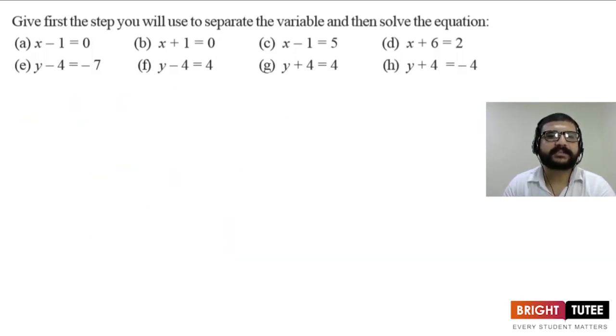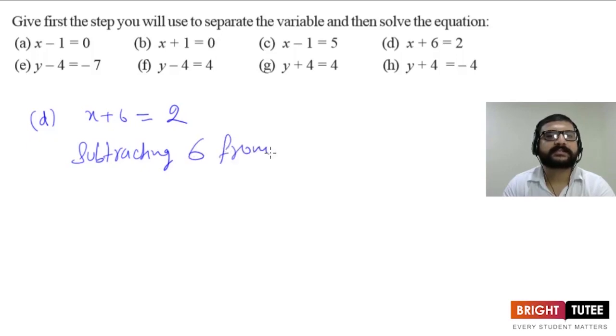Now let's see the fourth equation, which is x plus 6 is equal to 2. Now what we have to do, we have to find the value of x again. So for that we have to get rid of this plus 6, which is written with x. By doing that, we can separate the variable, which is x here. So let's do subtracting 6 from both the sides.